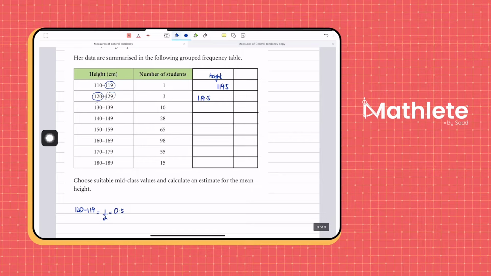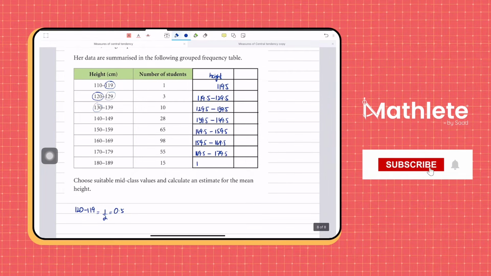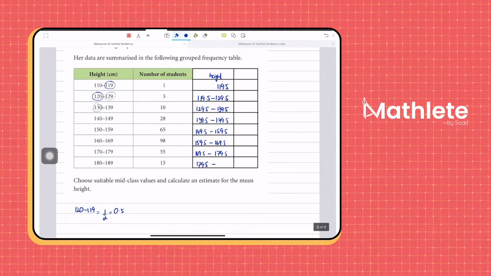Then again, what's the difference between 129 and 130? Again 1. We divide that by 2 and get 0.5. We add 0.5 to 129, so it becomes 129.5. We subtract 0.5 from 130, so it becomes 129.5 as well. Here the gaps are consistent, in the sense that the gap is always 1. So 139 will now become 139.5, and 140 will also become 139.5. 149 will become 149.5, and this will also become 149.5. 159 will become 159.5, and this will also be 159.5. Then 169.5, 169.5 to 179.5, and 179.5.